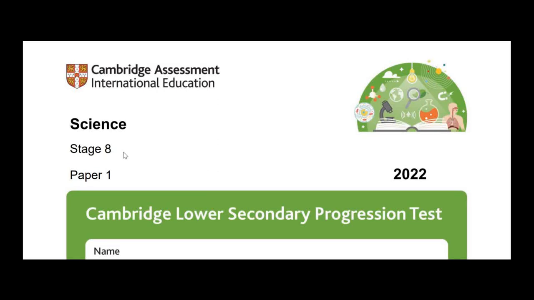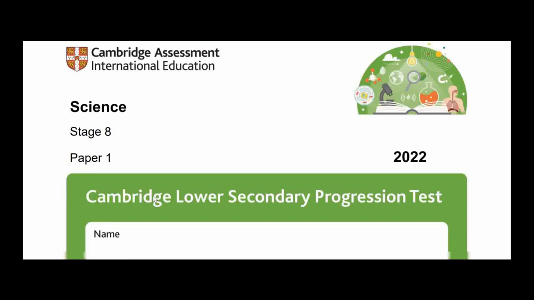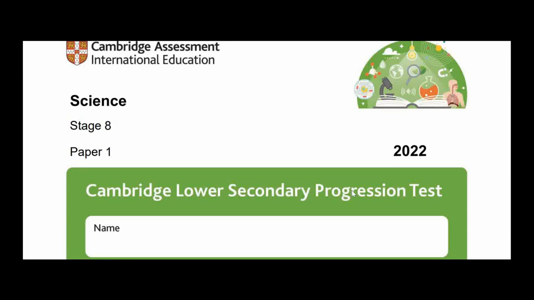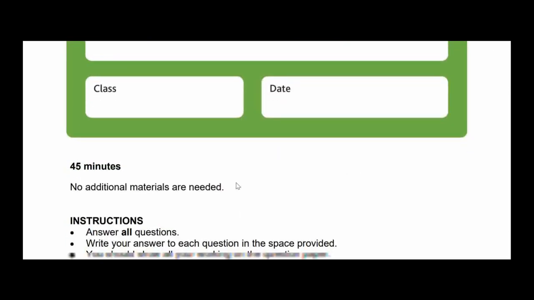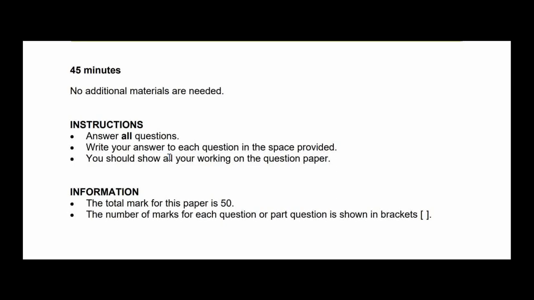Hi guys, today we're going to discuss Science Page 8, Paper 1, 2022, Cambridge Assessment International Education. This is for the Cambridge Lower Secondary Progression Test. The total duration for this paper is 45 minutes and the total mark is 50.